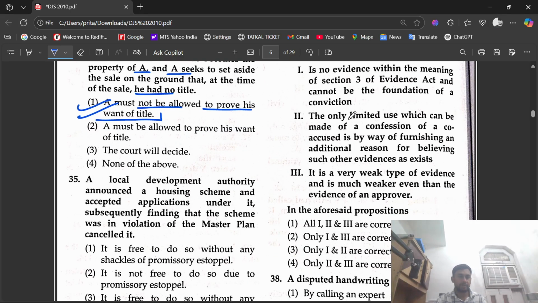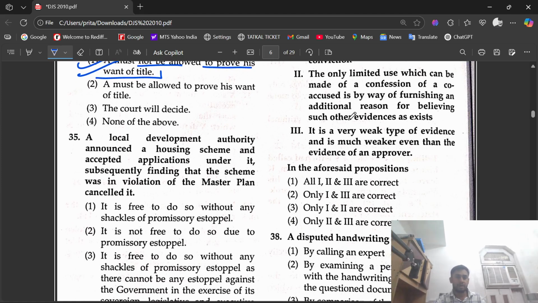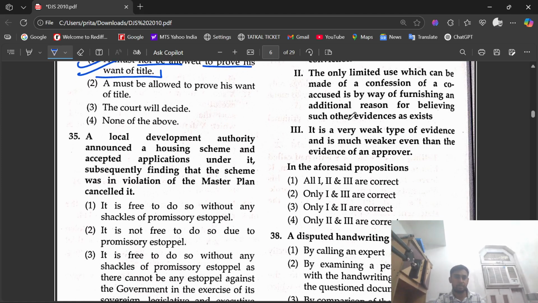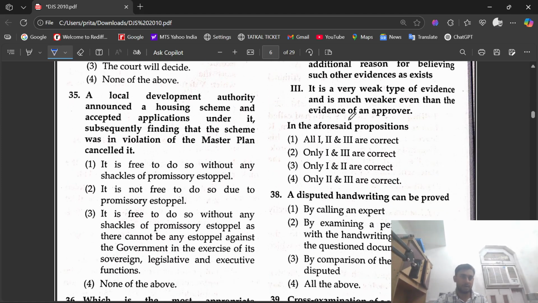Question number 35. A local development authority announced a housing scheme and accepted applications under it, subsequently finding that the scheme was in violation of the master plan, and cancelled it. The right option is: it is free to do so without any shackles of promissory estoppel, as there cannot be any estoppel against the government in exercise of its sovereign legislative and executive functions. The right option is option third.